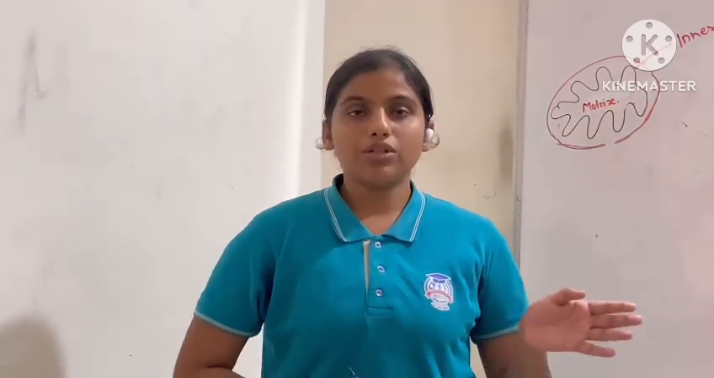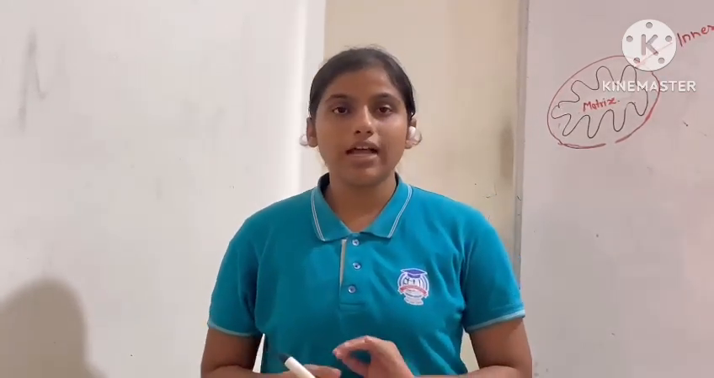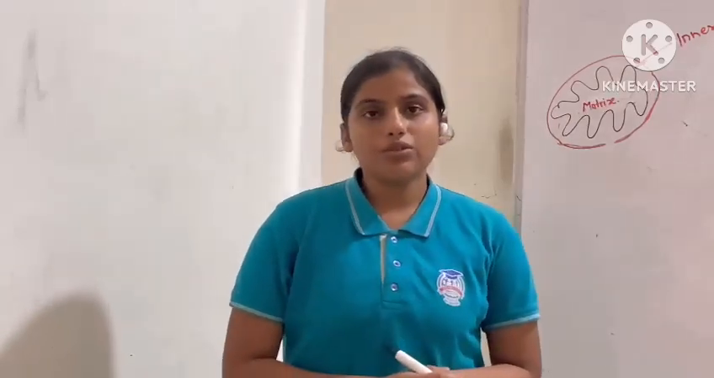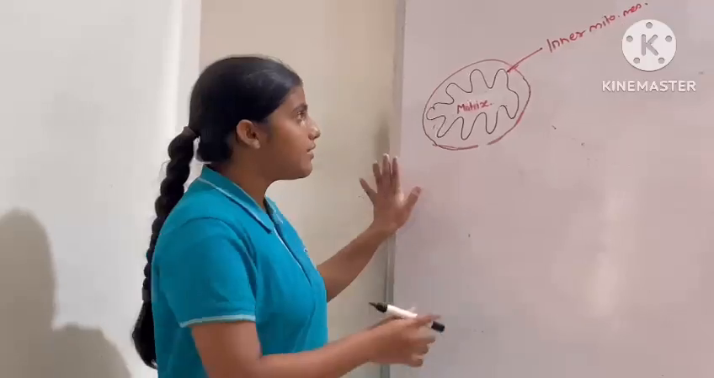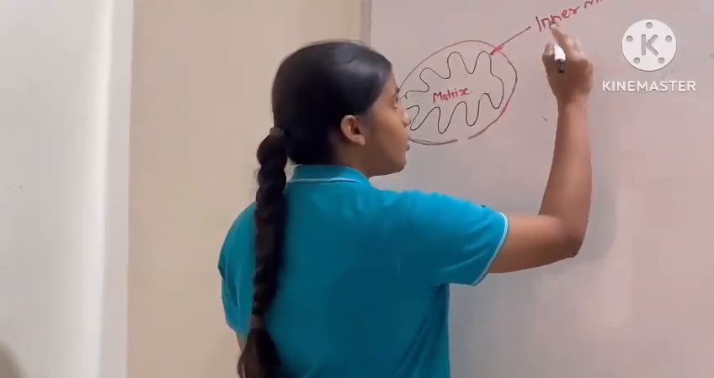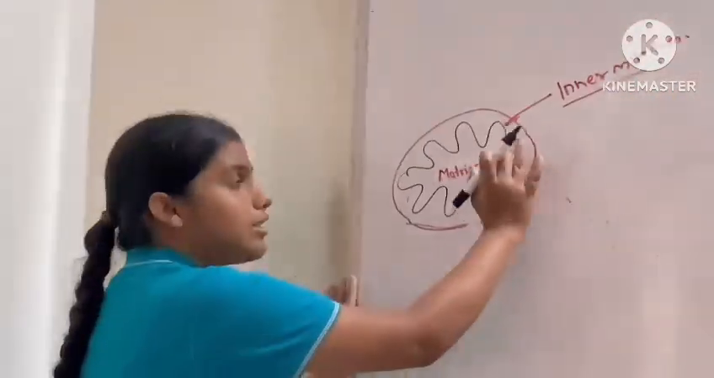Today I am going to explain ETS from chapter number 12, Respiration in Plants, under the guidance of Mr. Suleiman. So firstly, where does ETS take place? ETS takes place in the inner mitochondrial membrane, in the cristae.